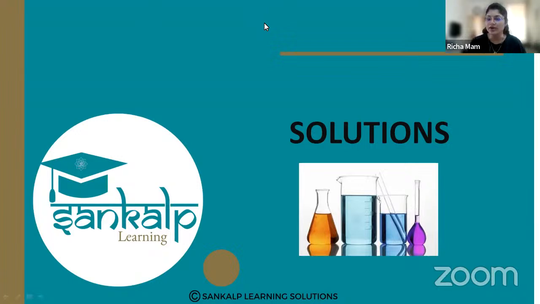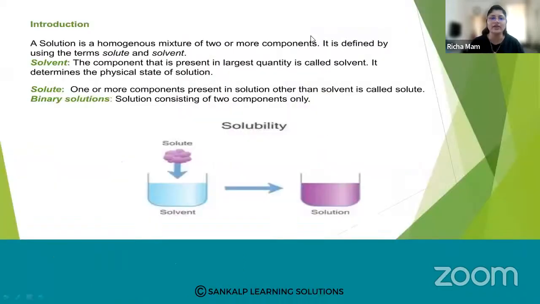Fine. So yesterday we started with a new chapter, that is solutions. So what all things have we seen? Let's just revise. We have seen the terms. We have seen what is a solution, right? Then we discussed what a homogeneous mixture is. Then we discussed some terms like solute and solvent. Then we discussed something called binary solutions. So what are binary solutions?